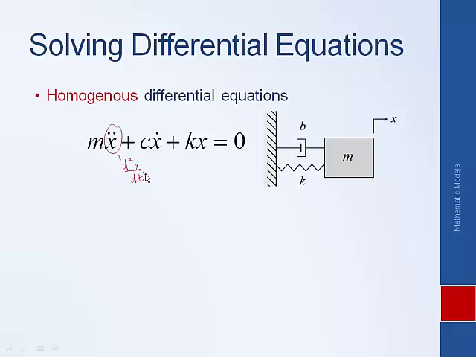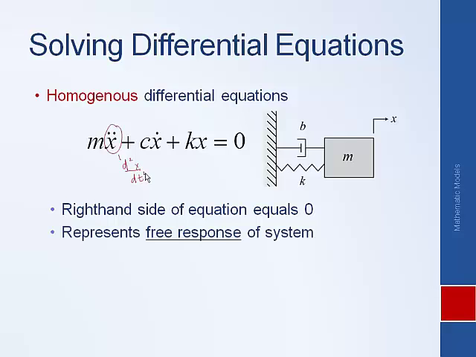This type of differential equation in particular is called a homogeneous differential equation, and it's classified by having the right-hand side of the equation equal to 0. So the left-hand side is a function of the function x and its derivatives, and the right-hand side is 0. And what this represents is the free response of the system. So there's no external force being applied to the mass. You just give it some initial conditions. So you can imagine that you take the mass, pull it back, give it some initial position, some initial velocity, and let it go. This differential equation then captures the movement or the displacement of the block, which is x.